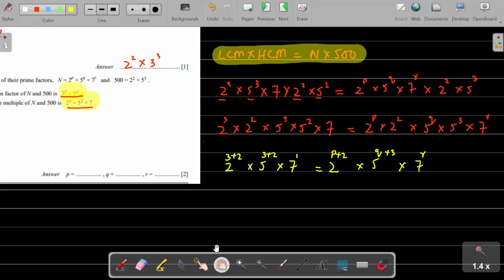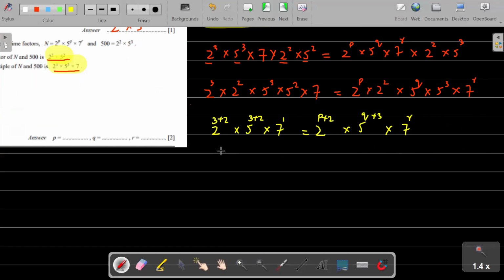As we can see from here, according to the rule of mathematics, when the base is the same, their exponents will be the same. Now I'm going to make the exponents equal for the same bases. You need to apply the implies sign. If I do a direct step, it was 2 raised to power 5. First, let's simplify the answer: 2 raised to power 5 times 5 raised to power 5 times 7 raised to power 1. It cannot add up, so it will remain as it is, times 5 raised to power q plus 3 times 7 raised to power r.